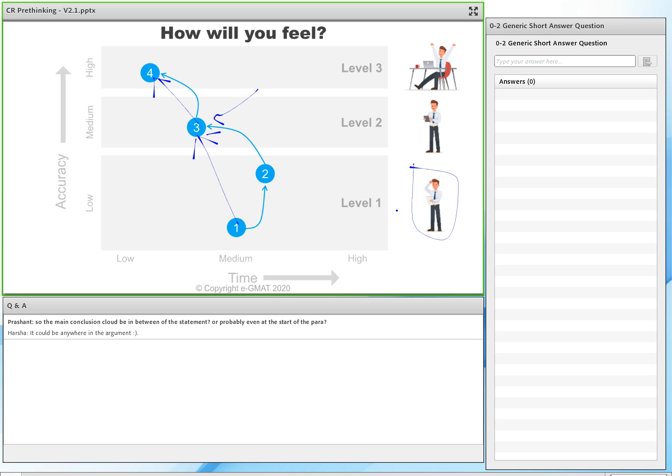Is pre-thinking to be done for questions which don't ask about assumptions? Yes, as I said earlier, Sukriti. Pre-thinking needs to be done, or we do pre-thinking at e-GMAT, for assumption, strengthen, weaken, evaluate, logically complete, and boldface. Okay.